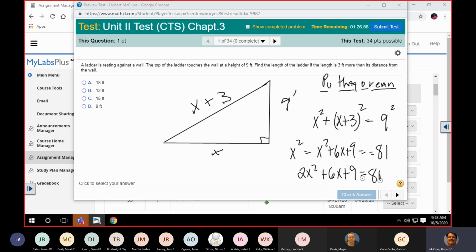So that's going to be 2x squared plus 6x. I'm just going to take the 9 over. What is that going to be? Minus 9, what's 81 minus 9? 72, somebody help me out. 72, yeah. Factor out the 2.